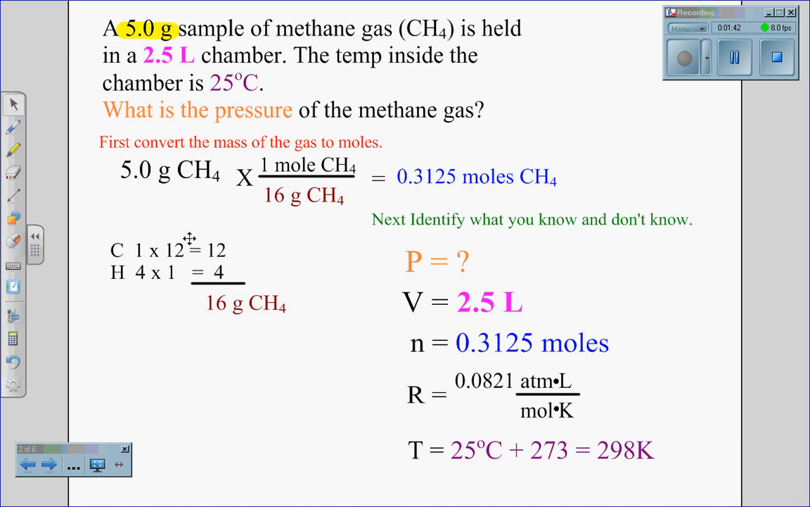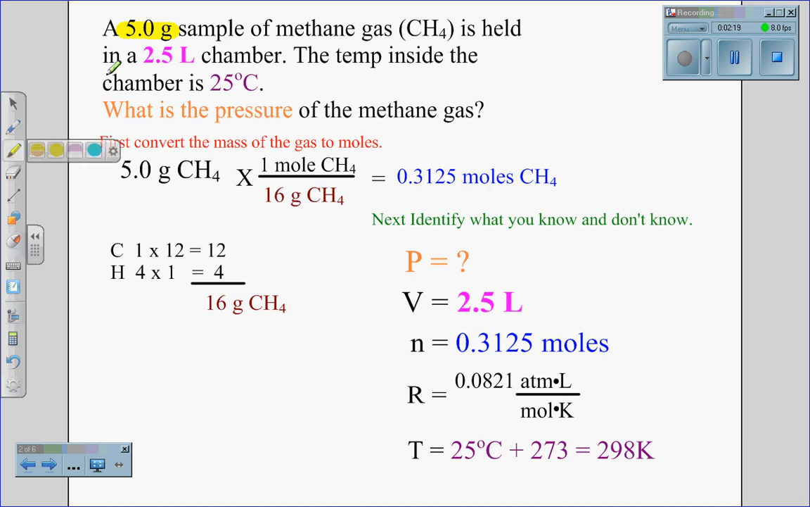Carbon has a mass of 12 from the periodic table. There's 1 carbon atom in methane, so 1 times 12 equals 12. There are 4 atoms of hydrogen in methane, so 4 times the mass from the periodic table, which is 1, equals 4. And 12 plus 4 equals 16 grams of methane. Doing the stoichiometric conversion, 5 grams of methane times 1 mole of methane over 16 grams of methane, we get a value of 0.3125 moles of methane. This will be our n value.